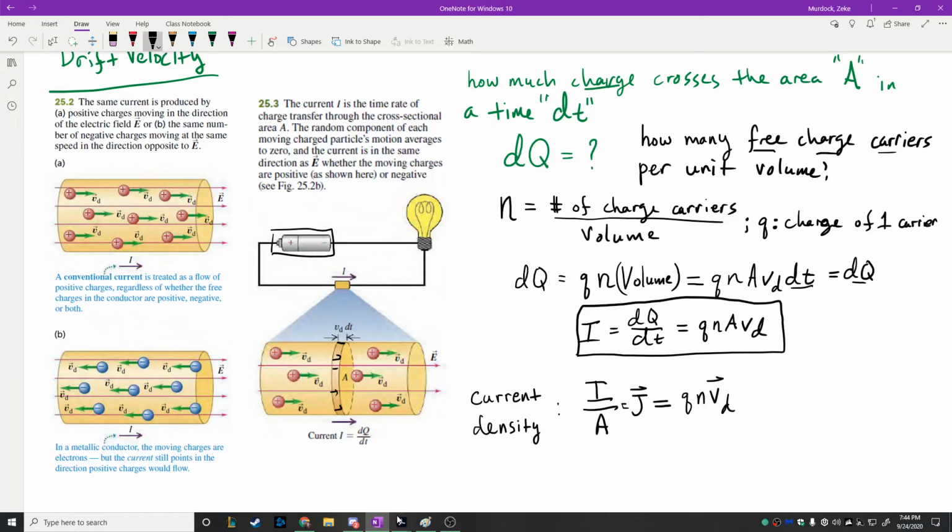The direction of the current density, it's quite literally just you take the current and you divide by the area. But the direction of the current density is going to be the same as the direction of the drift velocity.